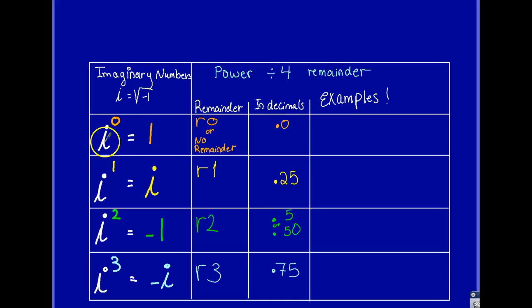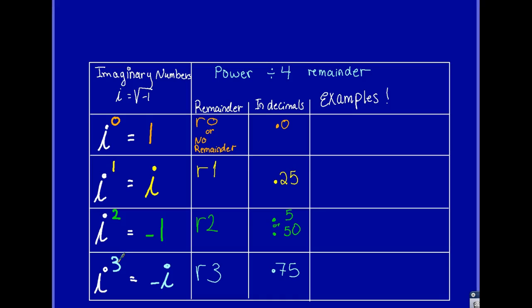i to the power 0, of course, anything to the power 0 is a 1. i to the 1 is simply i. i squared is -1. i cubed is -i. You need to memorize all 4 values. Once you memorize those 4, then the pattern starts repeating, like we discussed in class.